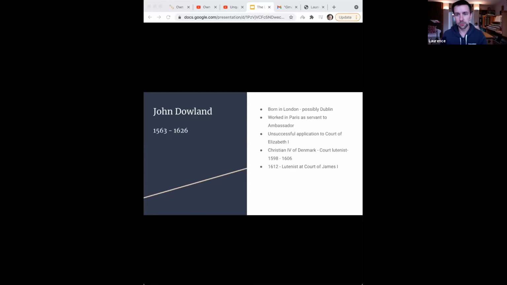So John Dowland was born in London, but possibly born in Dublin. We think this because there was one song which he devoted to someone who was Irish, and he wrote "My Fellow Countrymen." So we have suspicions he might have been born in Dublin, but nevertheless, he ended up in London, and was obviously moving in courtly circles because he was working in the court and ended up in Paris as a servant to the ambassador at the time, who was Sir Henry Lee, who is someone we will talk about later as well.